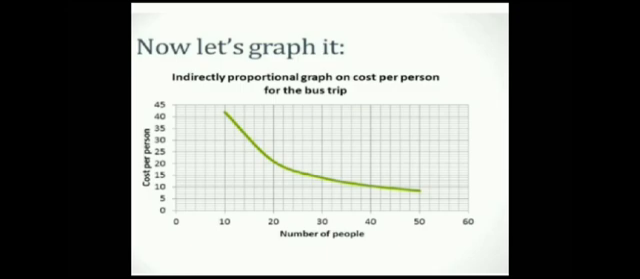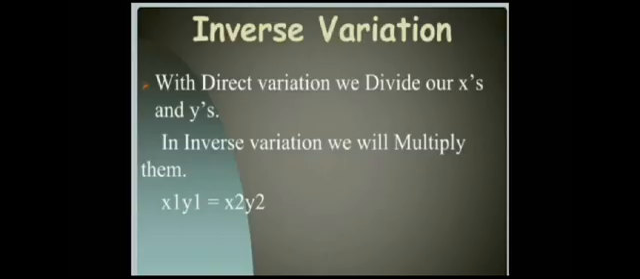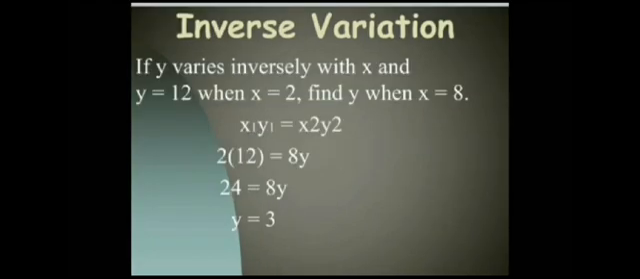You can understand with the help of this graph also that if the number of people is 50, then the graph is lower, and when the number of people is 10, the cost per person is higher. So with direct variation we divide x and y. In inverse variation we will multiply them. As you can see, x1 into y1 is equal to x2 into y2.